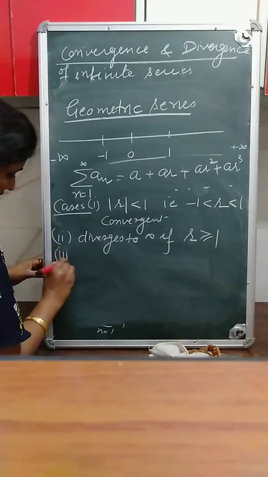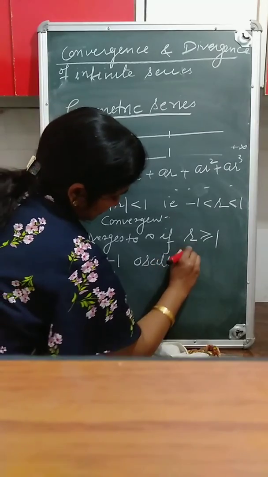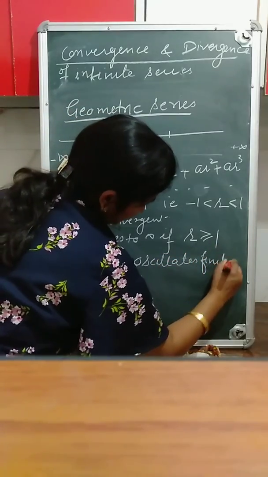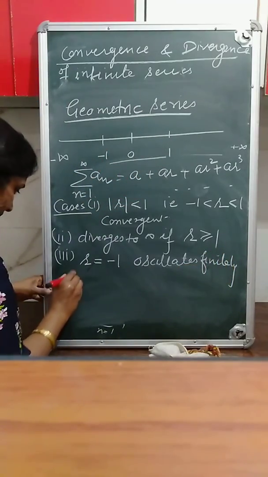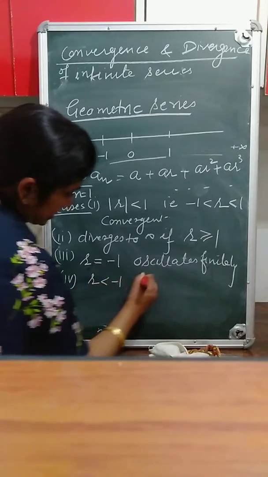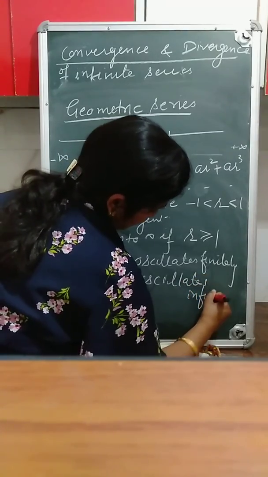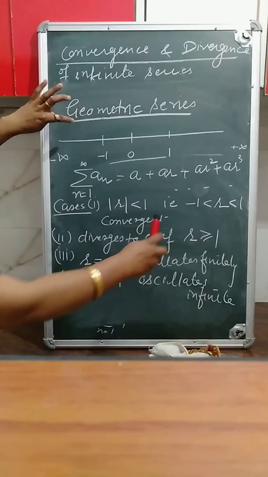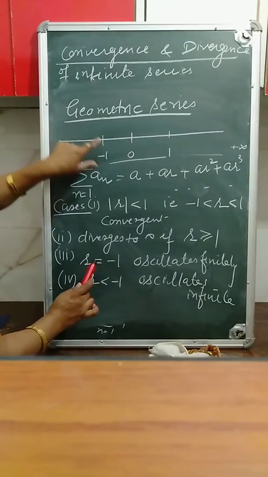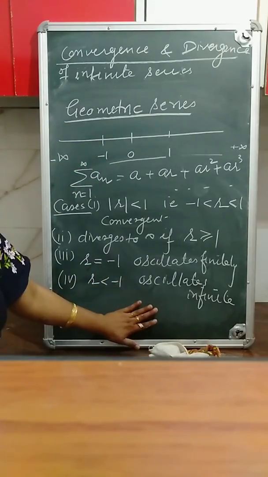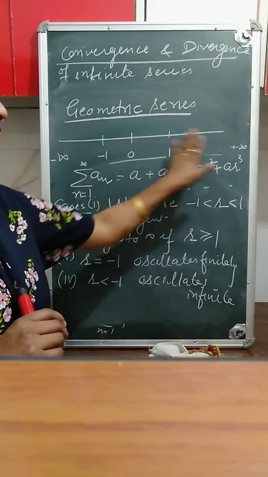Third case, when r is equal to -1, it oscillates finitely. And case 4, when r is less than -1, it oscillates infinitely. So all of the real line is covered. From -1 to 1, equal to 1, greater than 1, equal to -1, and less than -1. So we can consider the behavior of the geometric series on the whole of the real line.